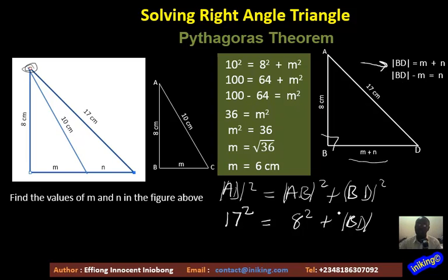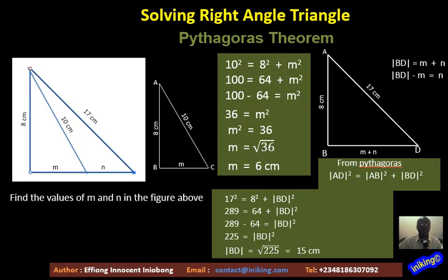So first of all, we'll try to get our BD. Then once BD is out, that's all. 17 squared. Let's write this neatly. 17 squared is 289. Our hypotenuse squared is equal to the sum of the squares of the other two sides. And then 8 squared is 64 plus BD squared. Transferring your 64 to the left hand side here, we have 289 minus 64, giving us our BD squared, and that gives us 225 equals BD squared. And BD, you will agree, will be the square root of 225, which is 15.